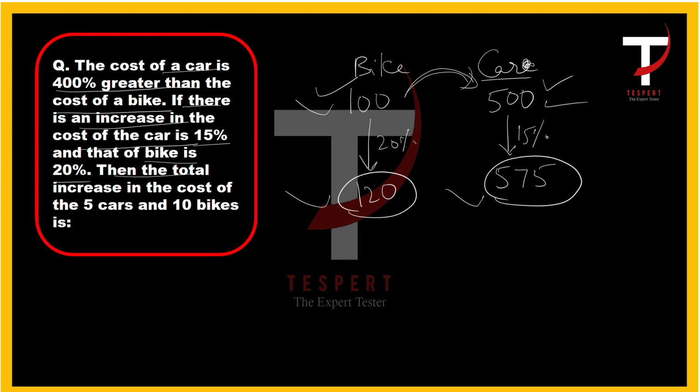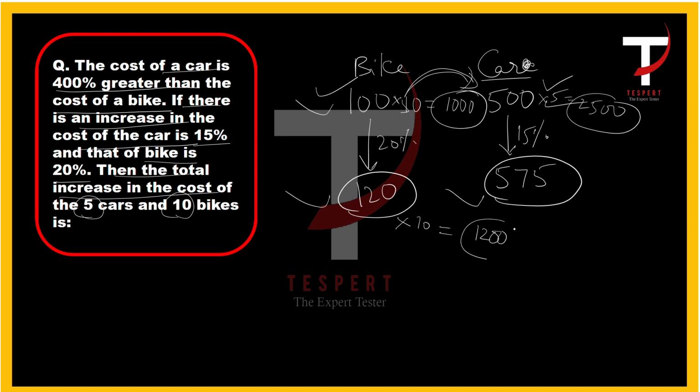But here the quantity is given, then the total increase in the cost of 5 cars and 10 bikes, right? So 5 cars and 10 bikes. So if you multiply 5 cars here, 500 into 5, which is equal to 2500, and 10 bikes, 100 into 10, which is equal to 1000, right? So in this case 120 into 10 bikes, which is equal to 1200, and in this case 575 into 5 cars, which is equal to 2875.